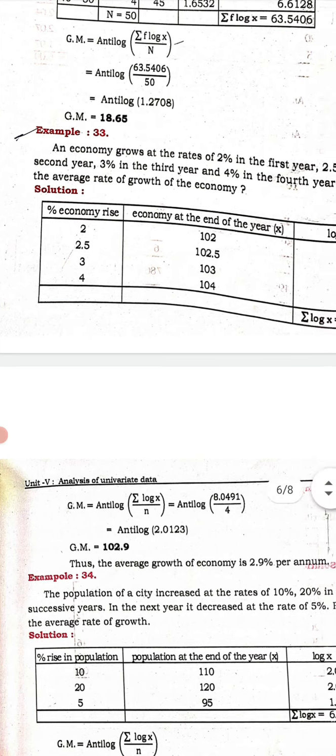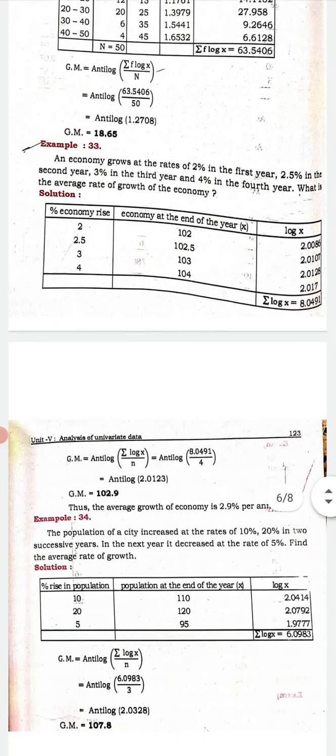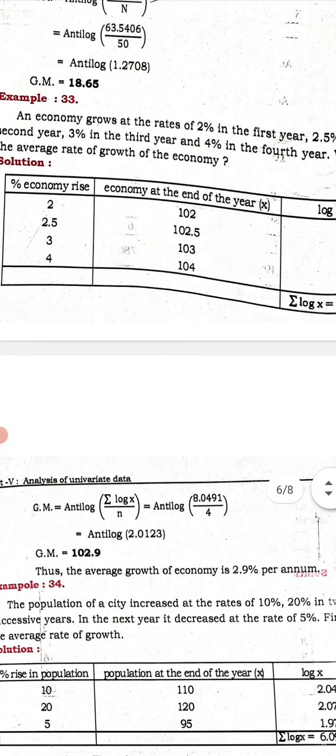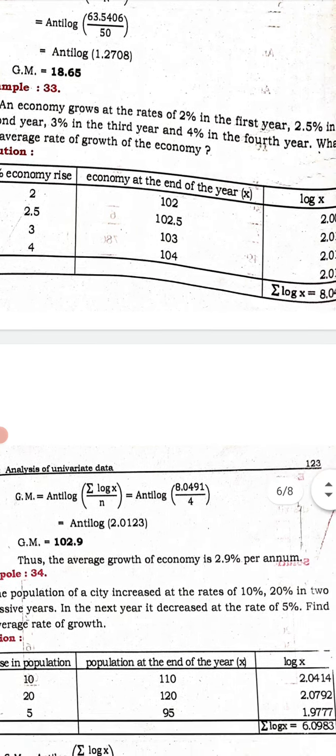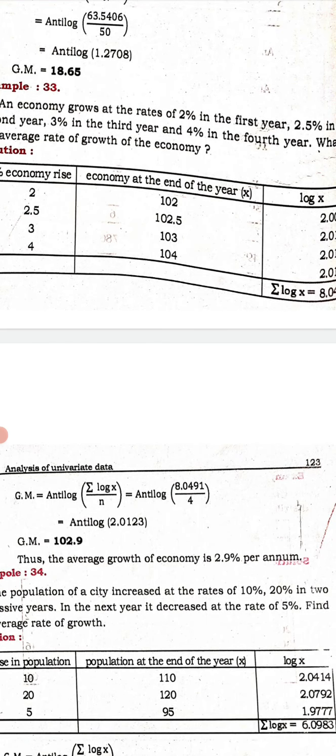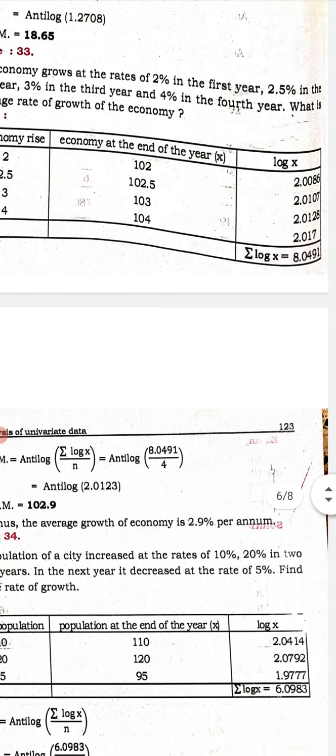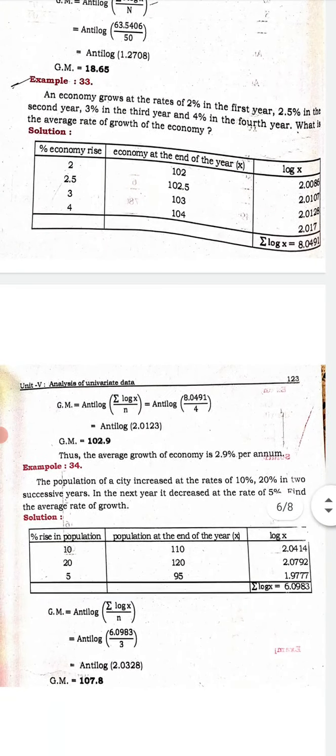Keep this in mind. After that, how to consider the values here? They have given growth rate of first year as 2, second year as 2.5, third year as 3, fourth year as 4. Then you have to take base as 100. If base is 100, 100 plus 2 is 102, 100 plus 2.5 is 102.5, 3 means 103, 4 means 100 plus 4, 104. Understood? Base is 100 here.